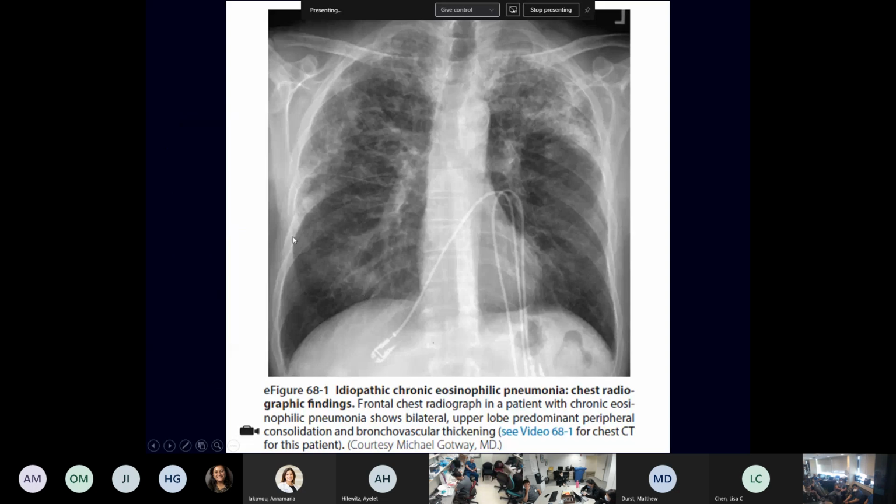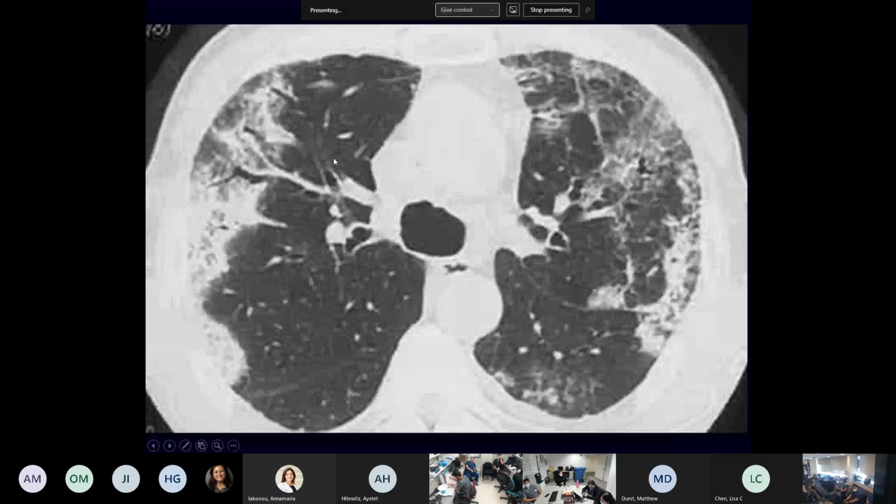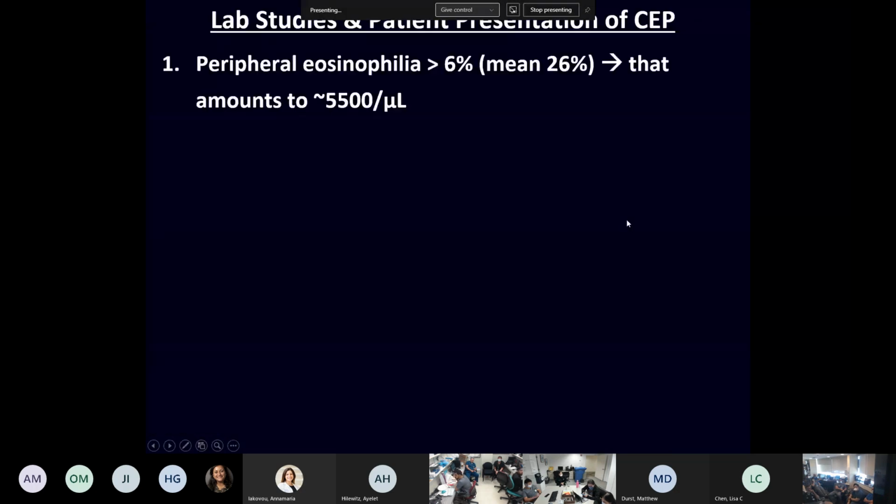So here you see an X-ray where you see the opacities are very peripheral, with some central sparing here. This is in the X-ray, and on the CAT scan, you can see here these classic peripheral opacities, ground glass, more consolidation. Sometimes you can get reticular changes, but they're very peripheral with some central sparing.